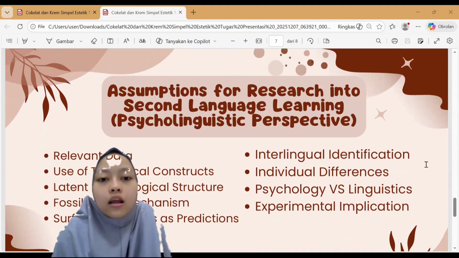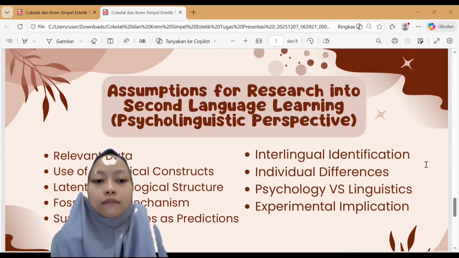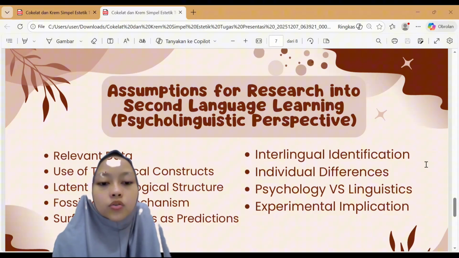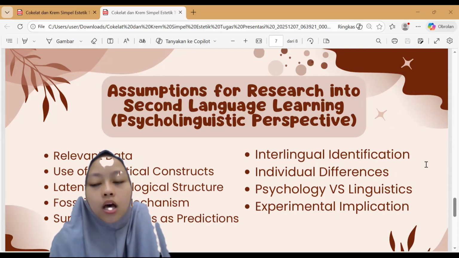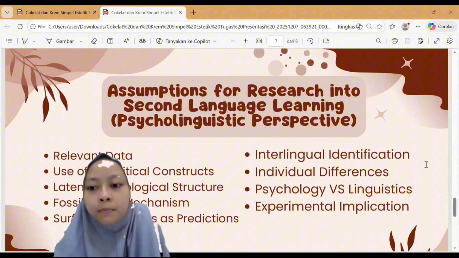There are 9 assumptions for research into second language learning from the psycholinguistic perspective. The first, relevant data. The second, use of theoretical constructs. The third, latent psychological structures. The fourth, fossilization mechanism. The fifth, surface structure as prediction. Sixth, interlingual identification. Seventh, individual differences. Eighth, psychology versus linguistics. And the last, experimental implication.